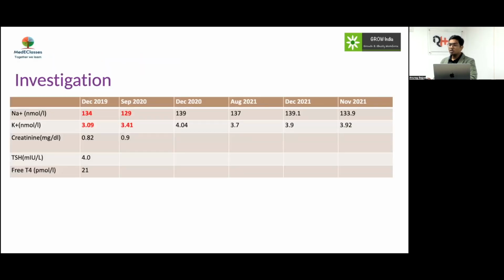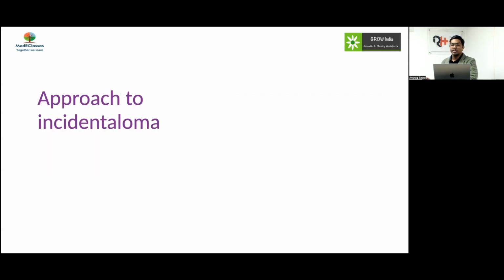Before that, I want to highlight some investigations. Here we have done sodium and potassium, in December 2019 and September 2020. Before presentation to our clinic, there was hyponatremia and hypokalemia, and the patient was on thiazide, so that explained it. After presentation to our clinic, all the sodium and potassium values were normal. I also want to highlight the thyroid function test. It was normal, so it ruled out thyrotoxicosis and other endocrine abnormality.